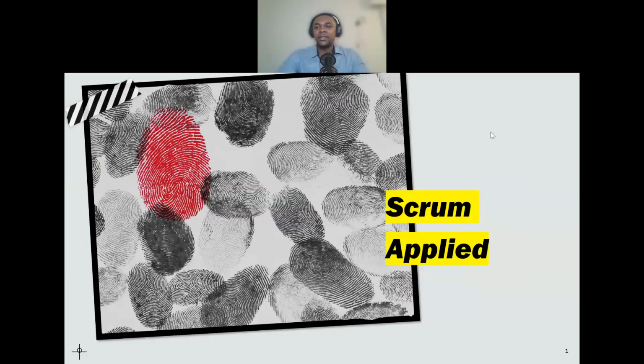Okay, so today we'll be talking about Scrum Applied. By Scrum Applied, how does Scrum become more simplified? How do we make Scrum very easy for everybody to understand? It's more or less like how can you explain Scrum to a 5-year-old child, right? But in this context, we're looking at Scrum on how it could be applied.